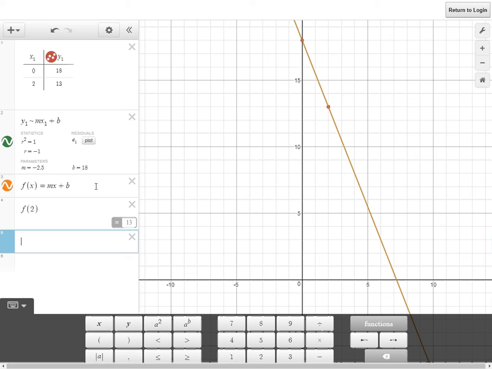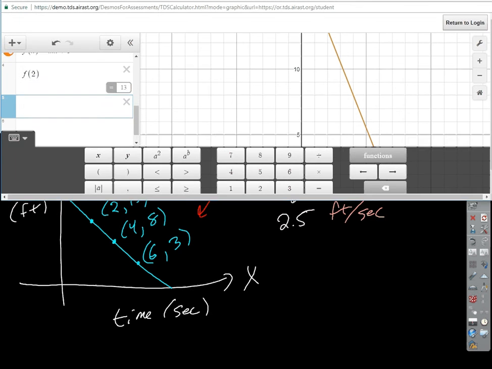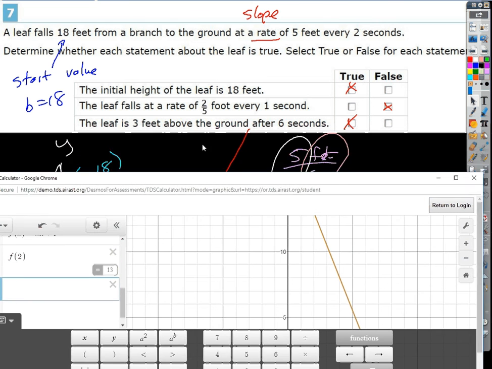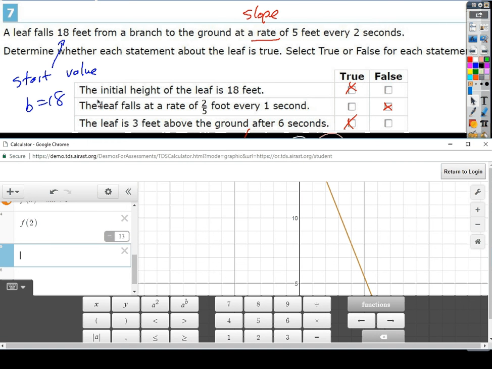Does that make sense? Okay, so in this question, what were we answering? For one thing, it wanted us to know what the slope is. The leaf falls at a rate of, that's our slope, 2/5 of a foot per second. That's wrong. The slope is negative 2.5, not 2/5. They also want us to know, is the leaf 3 feet above the ground after 6 seconds? All I have to do is put in a 6 for my x, and I get back a y value of 3, so it's true.